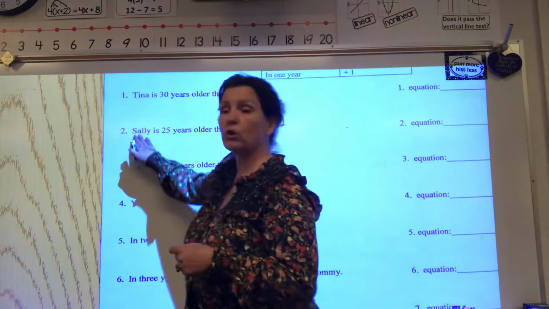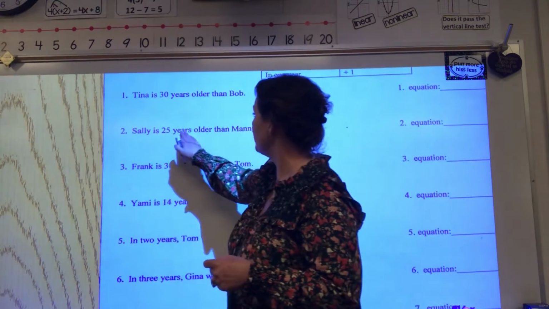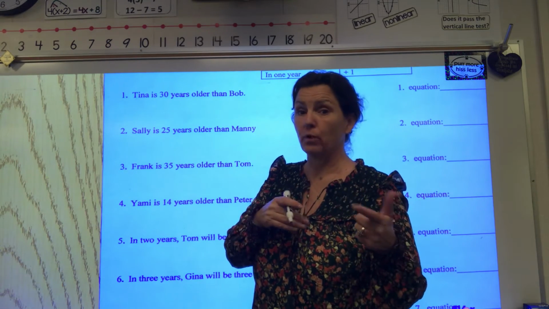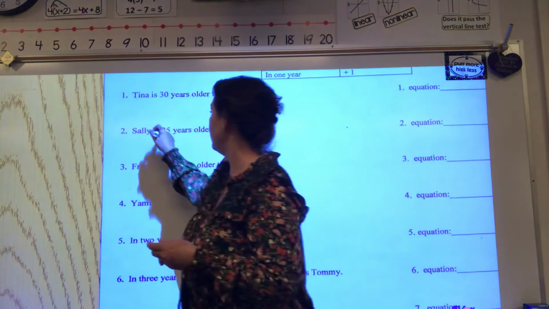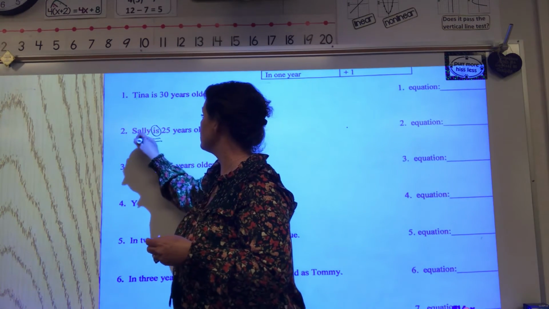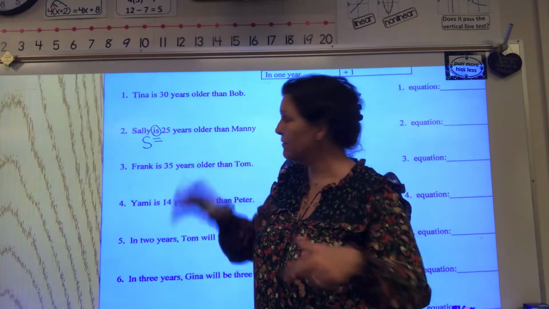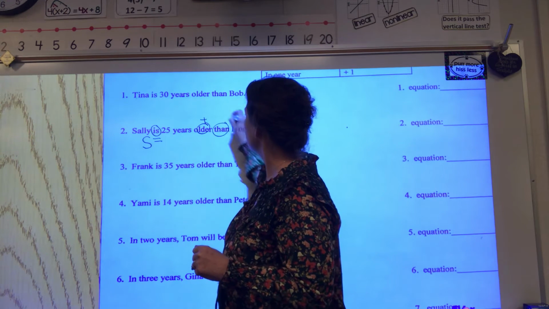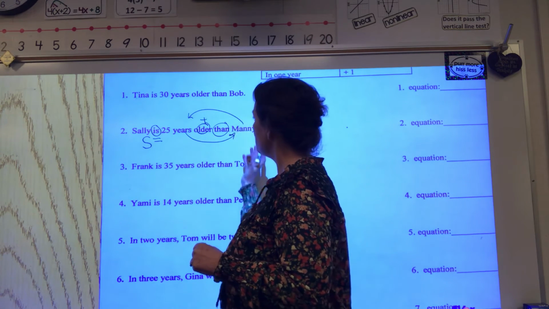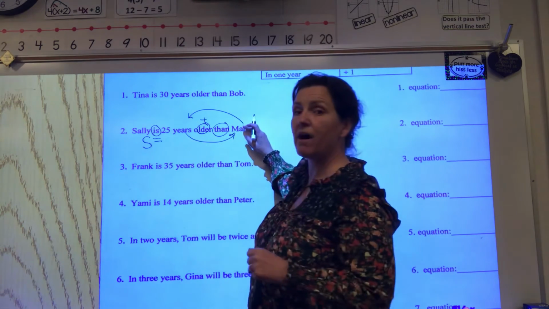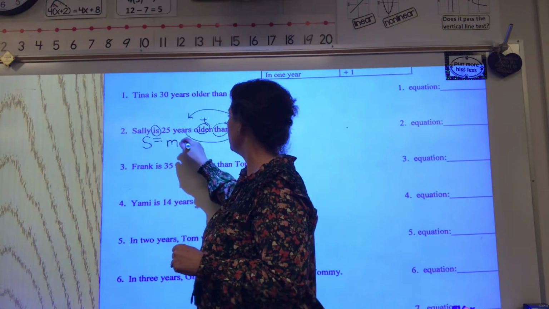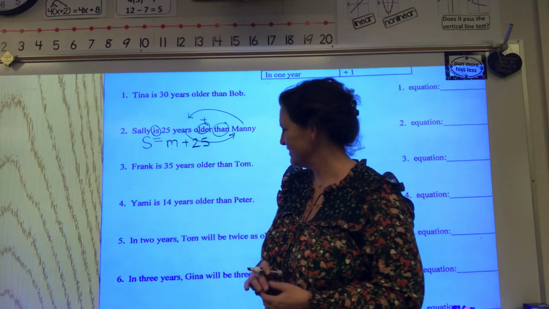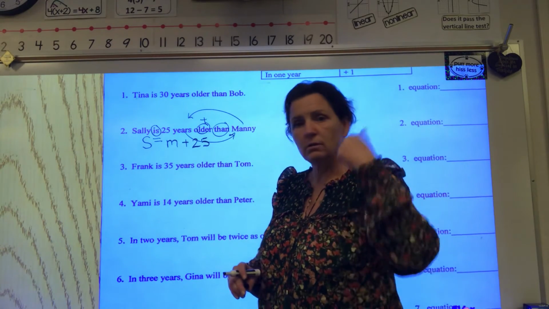Let's check it out. So we're on question number 2 here. Sally is 25 years older than Manny. So we're looking for the is, was, were, and will be word. That's going to let us know where our equal sign is. Ah, there it is. I'm going to use S for Sally. Make sure it looks like an S, not a 5. That'll get confusing. Older, that's our plus. Than, that's a flip. So Manny is going to trade positions with the 25. So we have Manny plus 25. Cool. I hope you got it. Did you? Nice. If you didn't, erase. That's why you have erasers. And let's give it another try.